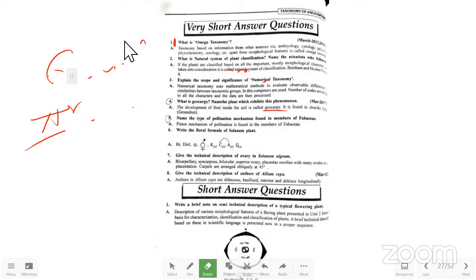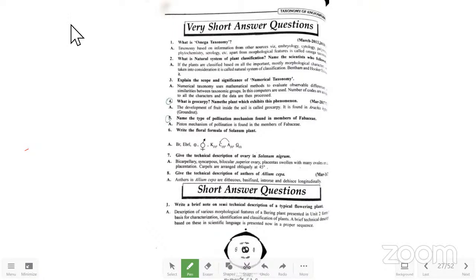And the next question. Name the type of pollination mechanism that occurs in the Fabaceae family. Yesterday, when we discussed the arrangement of the petals, at that time I said this is one of the important VSAQs. There is a piston mechanism. Piston mechanism.